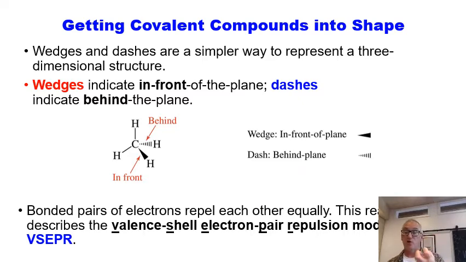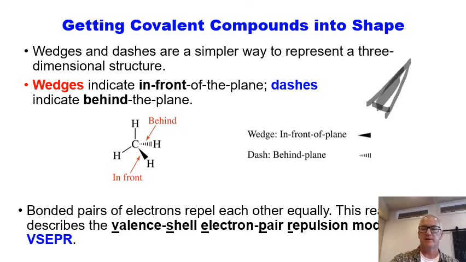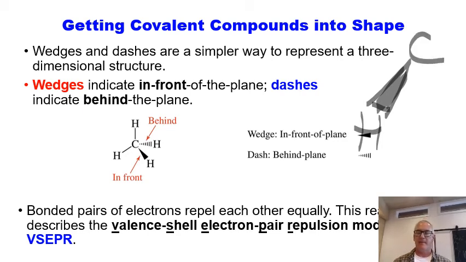So if you want to draw what that actually looks like, we use what are called wedges and dashes. A wedge means it is in front. So I draw this little wedge. So here's a hydrogen, here's a carbon. That means that hydrogen's coming out at you. Whoa. So just like in 3D, it looks like it's coming out of the plane.